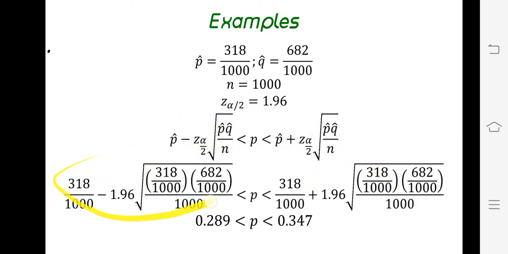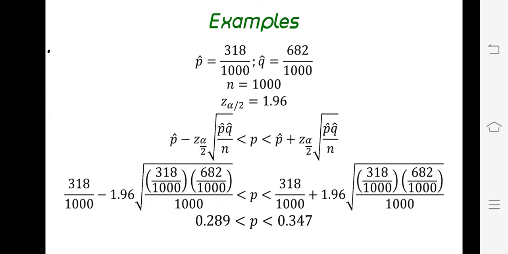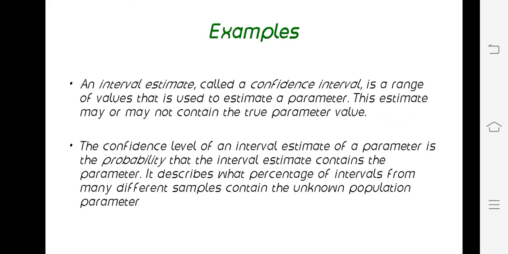So inserting this on your calculator will give us 0.289 on the left side, and on the right side we have 0.347. So you just need to use your calculator if you want to solve this problem. It is allowed to use your calculator.